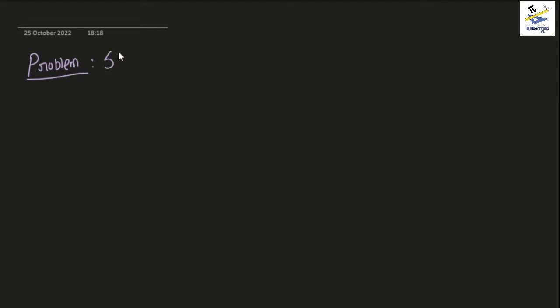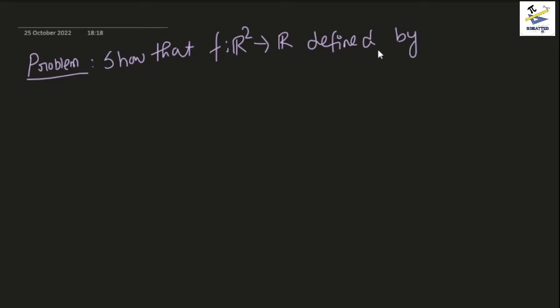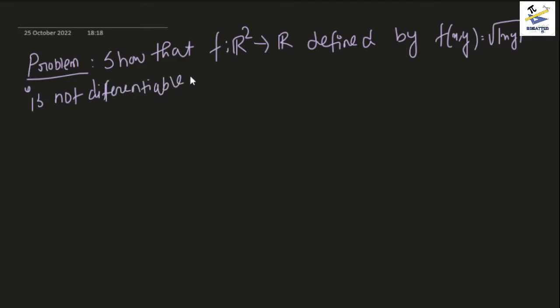So observe, we need to show that f from R squared to R, defined by the function f of x comma y equals the square root of modulus of xy, is not differentiable at 0 comma 0. Now, this is a different type of problem here, and we are required to show that something is not differentiable rather than differentiable.